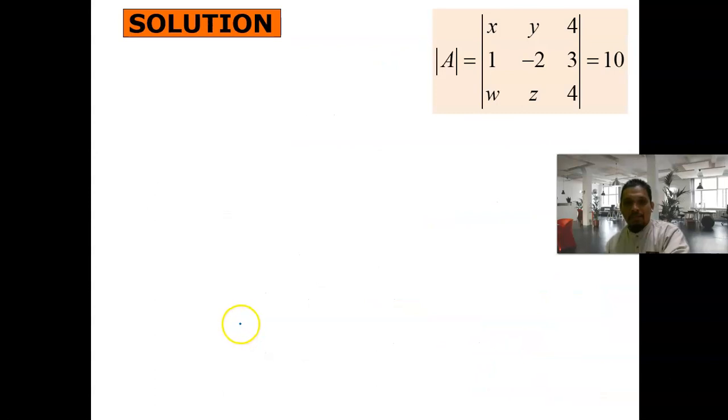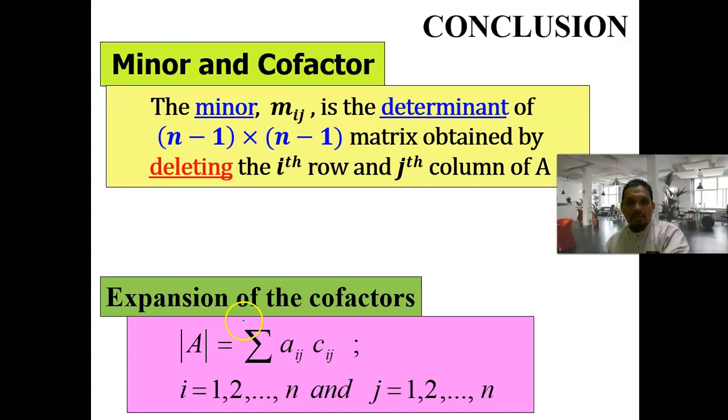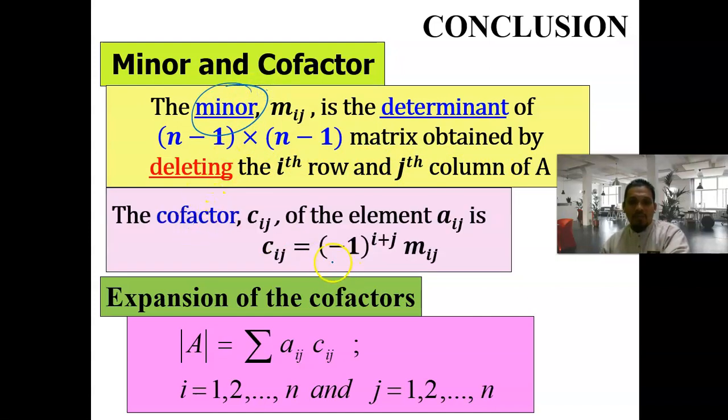So now, the conclusion. To find the minor and cofactor, we delete the ith row and jth column of A for the minor, and then to find the cofactor, we multiply the minor by -1 to the power of i plus j. To find the determinant, we use expansion of the cofactors. You can choose any row or any column, and you should get one correct answer.